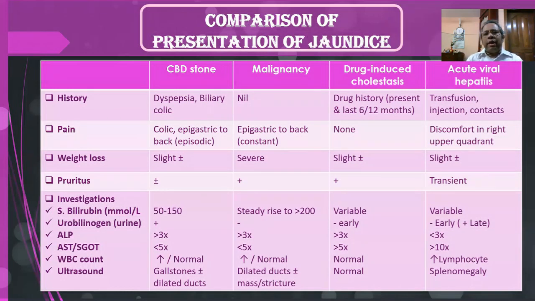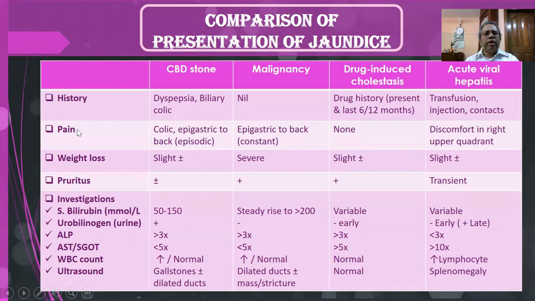So before describing the treatment of obstructive jaundice, I differentiate some jaundice. What are the presentations of various types of jaundice? That means when the jaundice is due to a stone, when it is due to malignancy, and some having drug-induced cholestasis jaundice, or medical jaundice, or acute viral hepatitis, called medical jaundice. So that can be differentiated by looking at some points tabulated there.